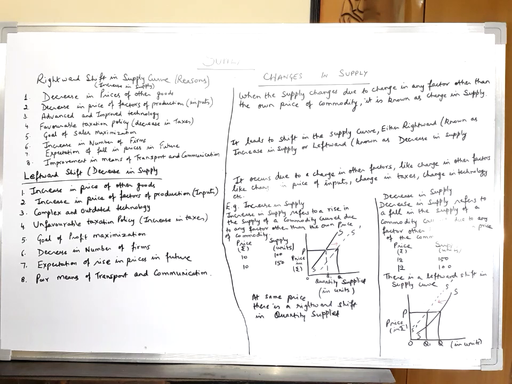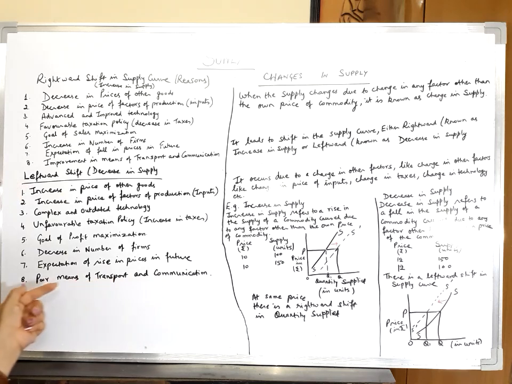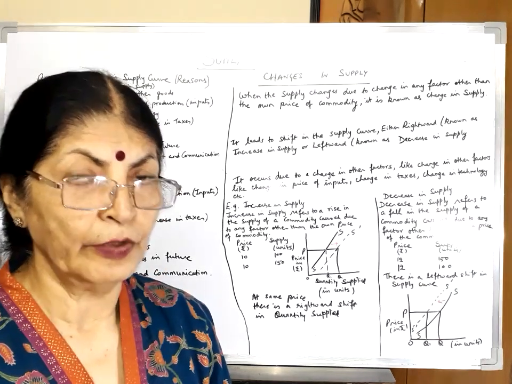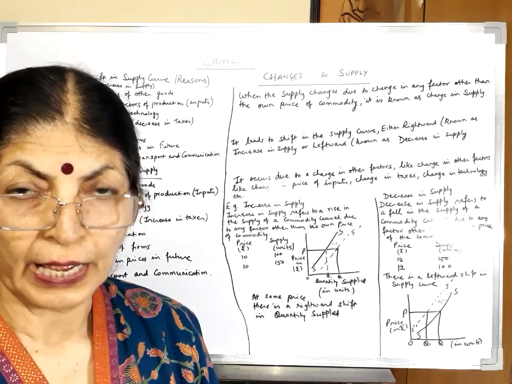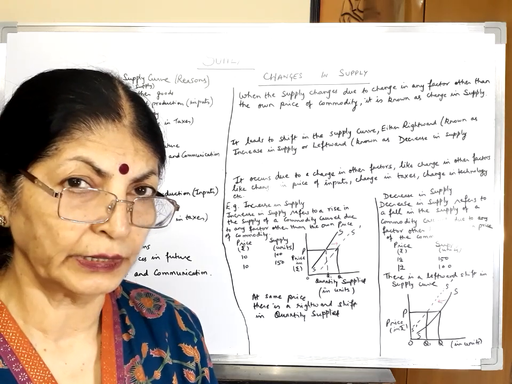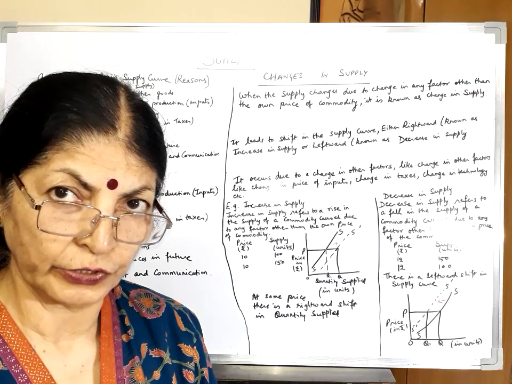If the price is expected to rise in the near future, the producer will hold on to his production in the present situation and would try to increase his supply only later when the price of the product rises in future. Then poor means of transport and communication. This is another handicap for the producer to supply more at the same price because he is not able to provide the product in far off places on account of poor transport and communication facilities.